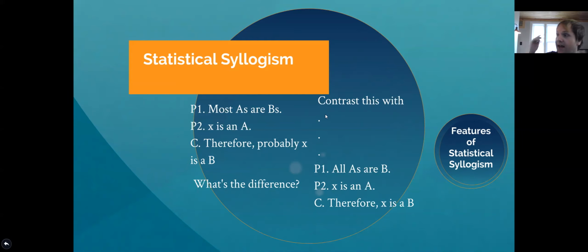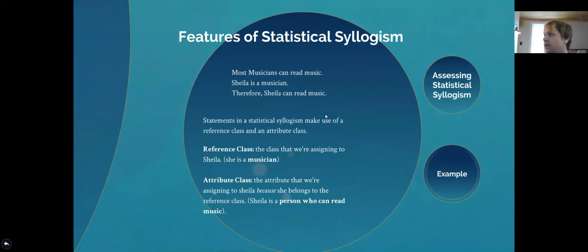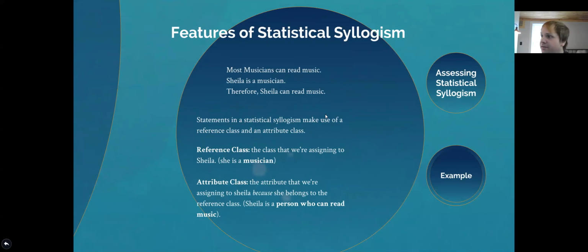But the idea here is just that, right? That you can securely infer that something is probably the case given what we know about the information in the background. That is, that most A's are B's and X is an A. Okay, so we'll go over some exercises with this in a little bit, but let's go over some of the general features of this argument. So here's an example of this argument and the way it might work. We have this example: most musicians can read music. Sheila is a musician, therefore Sheila can read music.